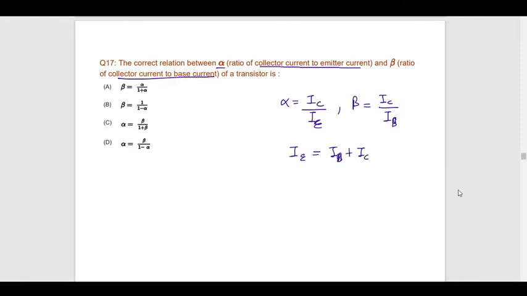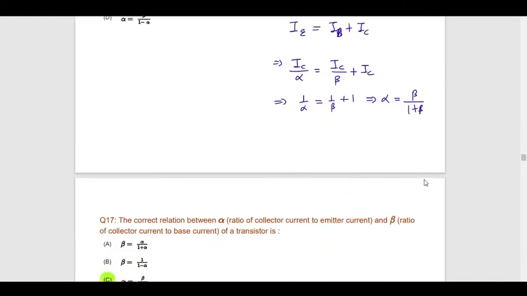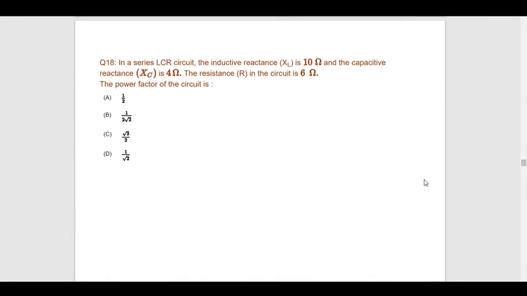So if we replace the value of IE and IB from the above equations, we are going to get IC by alpha equals IC by beta plus IC, right? So we will get 1 by alpha equals 1 by beta plus 1, right? And if you solve it out, you will get alpha equals beta divided by 1 plus beta. So option C becomes your correct answer. So let's observe the next question here.